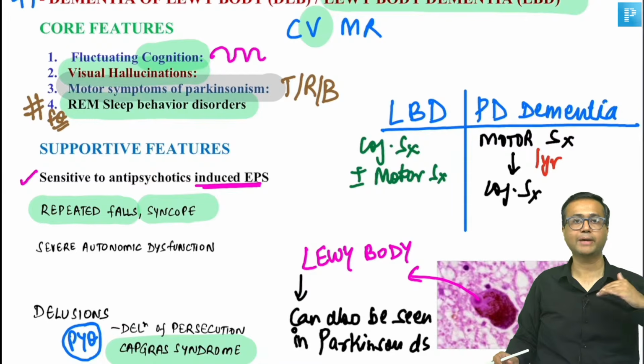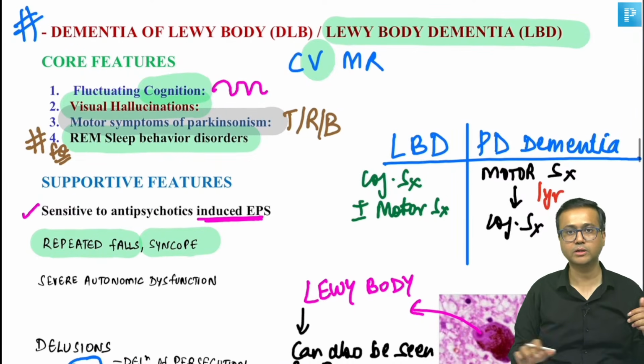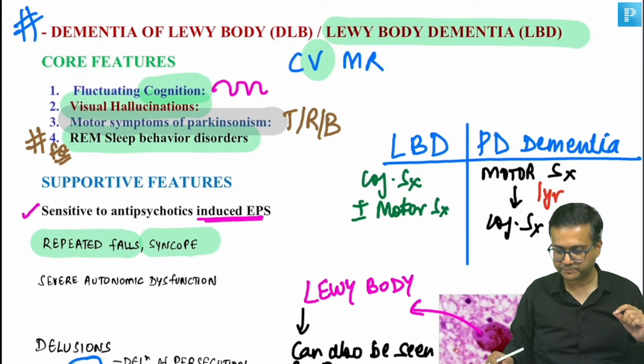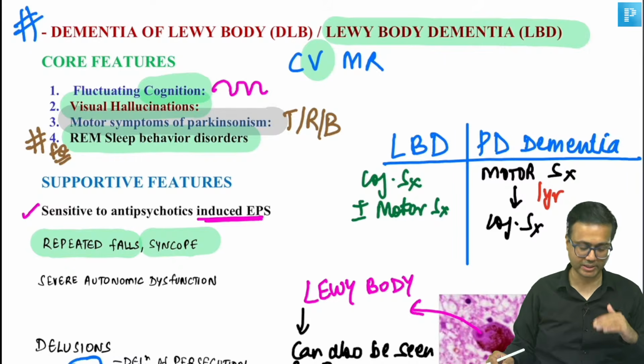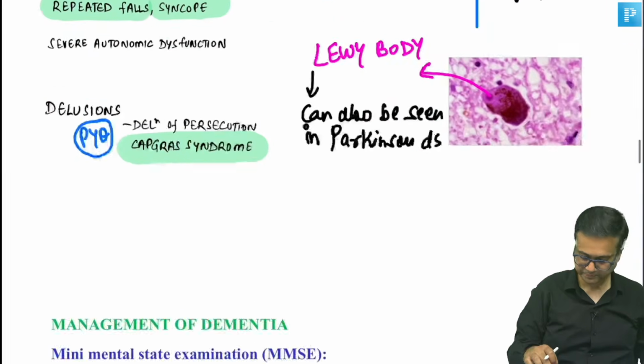Let's now talk about the management. Let's now discuss the management of dementia. This again is a very important table which we'll discuss. So let's discuss the management.